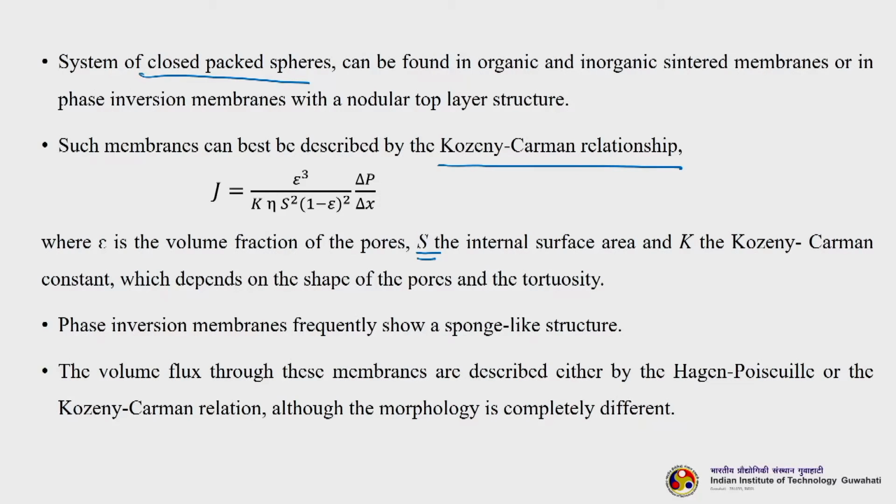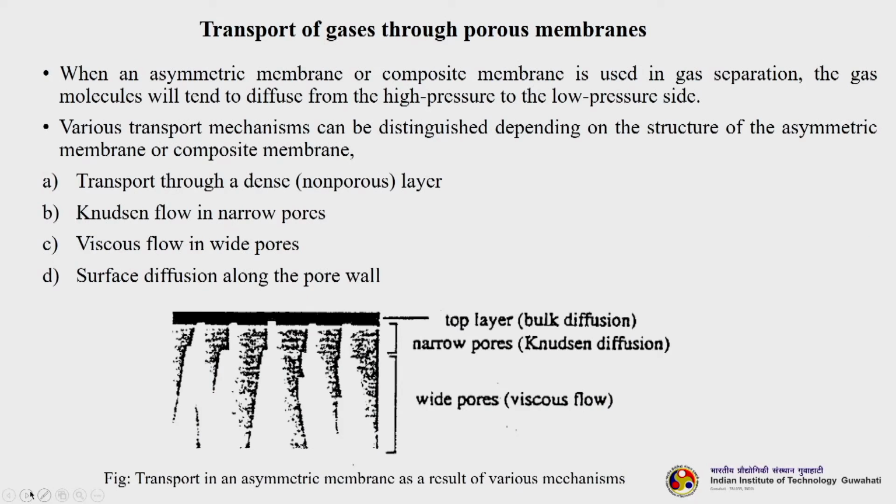Now, phase inversion membranes frequently show a sponge-like structure. The volume flux through these membranes is described either by the Hagen-Poiseuille or the Kozeny-Carman relation, although the morphology is completely different. When an asymmetric membrane or composite membrane is used in gas separation, the gas molecules will tend to diffuse from the high pressure to the low pressure side, right. So, the various mechanisms can be distinguished depending on the structure of the asymmetric membrane.